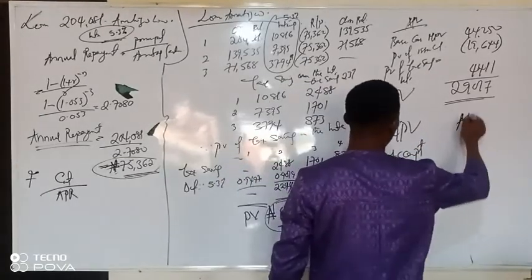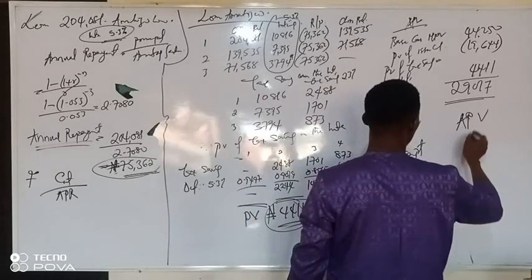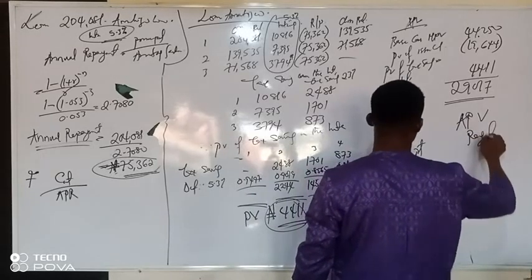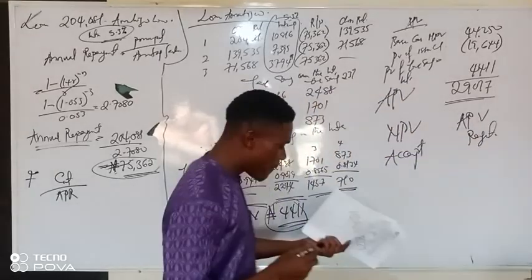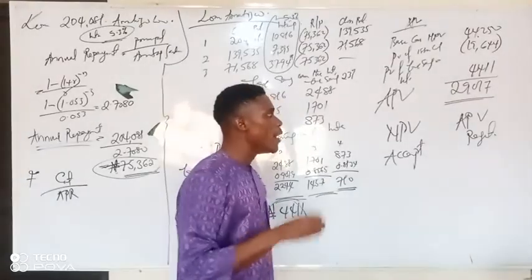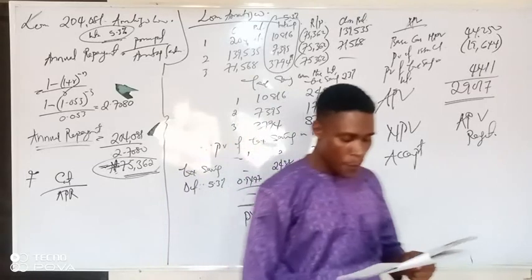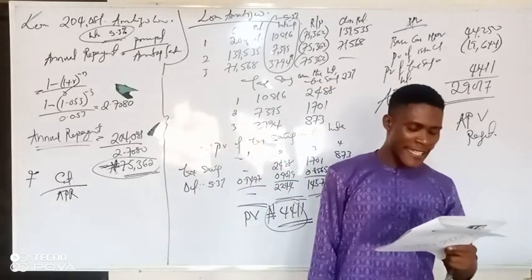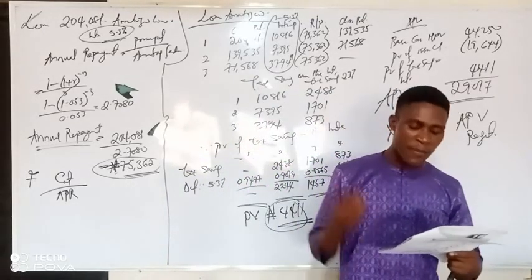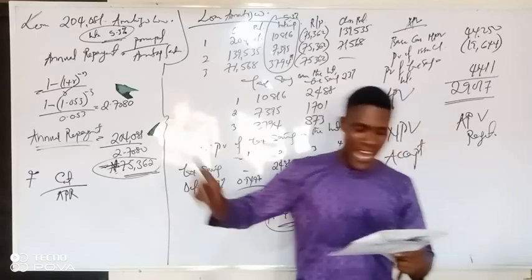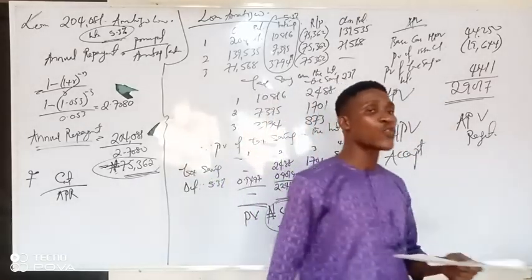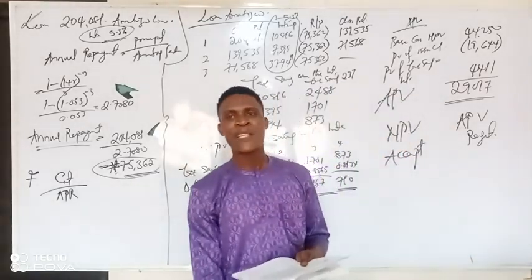Why did APV say reject? NPV says accept, APV says reject. It's possible that one method might indicate that the project is acceptable financially, whereas the other method indicates that the project is not viable.